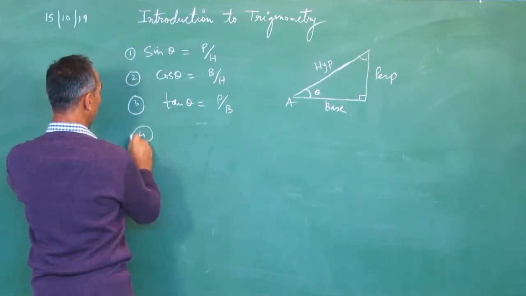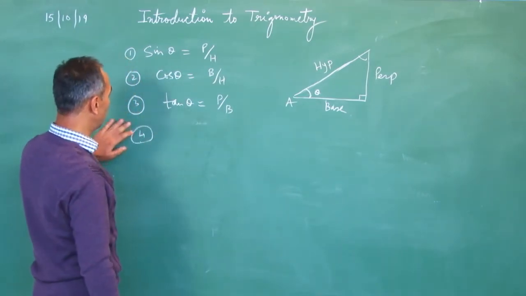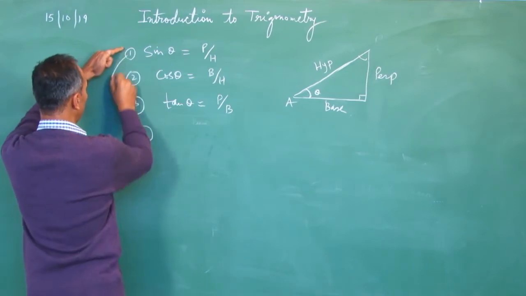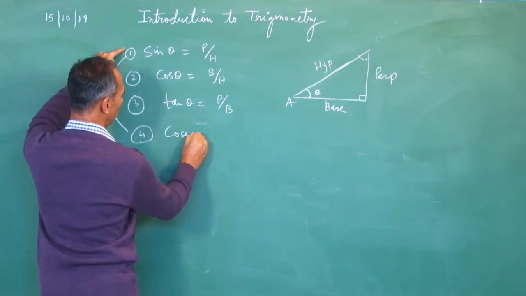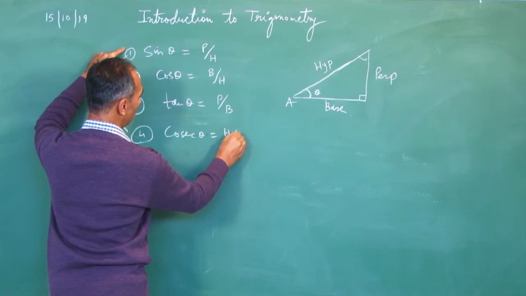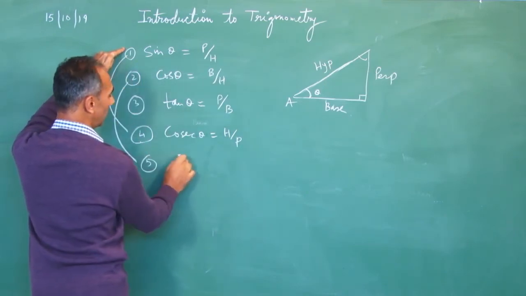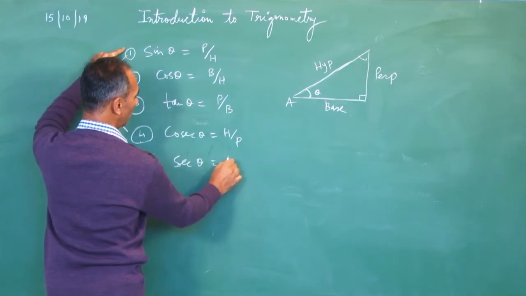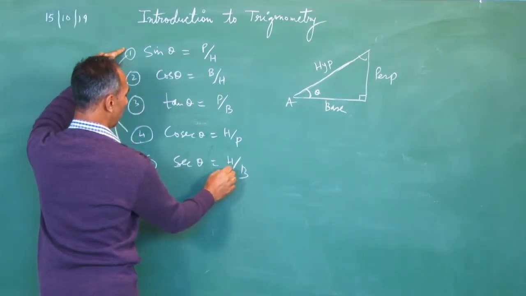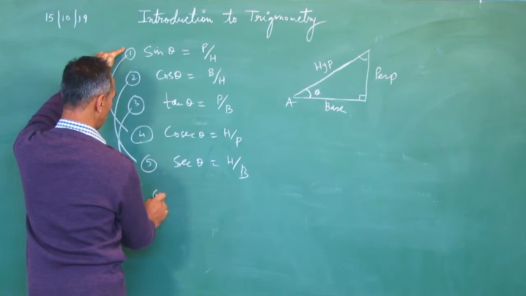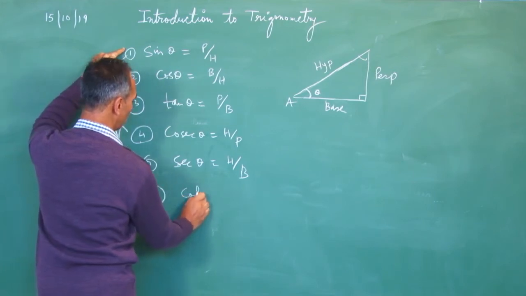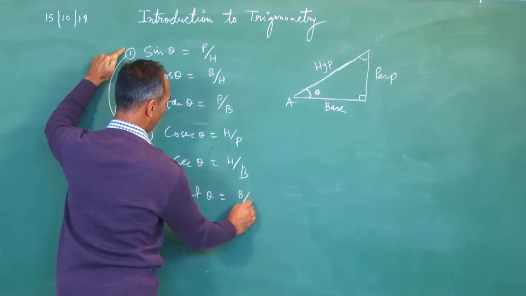Now fourth one you could take the reciprocal of sine. If you take the reciprocal of sine, it will be cosec of theta. It will be hypotenuse by perpendicular. And if you take the reciprocal of cos, that will be secant of theta. That would be hypotenuse by base. And your sixth one is the reciprocal of tan. You call this as cot of theta. That is base by perpendicular.